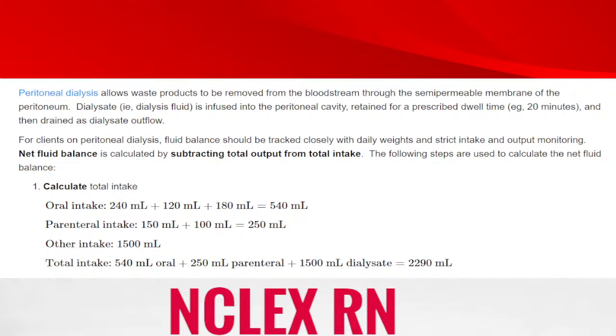Calculate total intake. Oral intake: 240 milliliters plus 120 milliliters plus 180 milliliters equals 540 mL. Parenteral intake: 150 milliliters plus 100 milliliters equals 250 milliliters. Other intake: 1500 mL dialysate. 540 milliliters oral plus 250 milliliters parenteral plus 1500 mL dialysate equals 2,290 mL total intake.